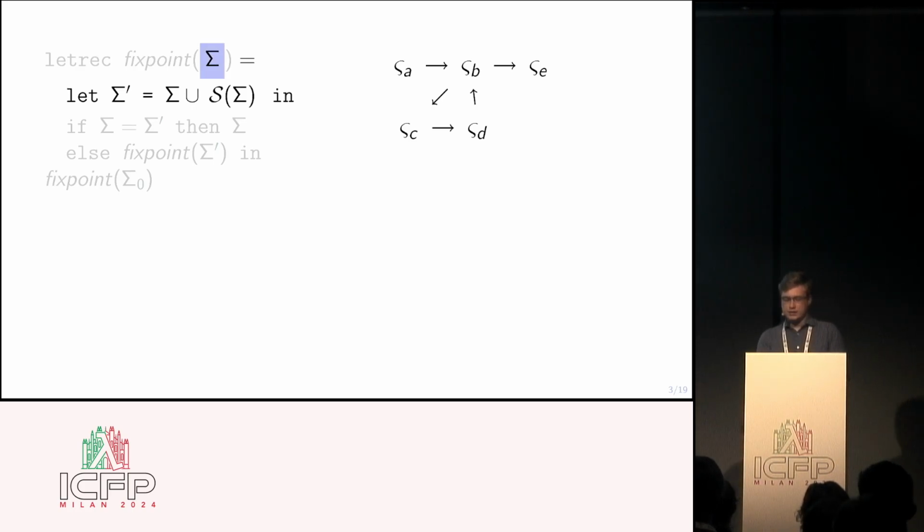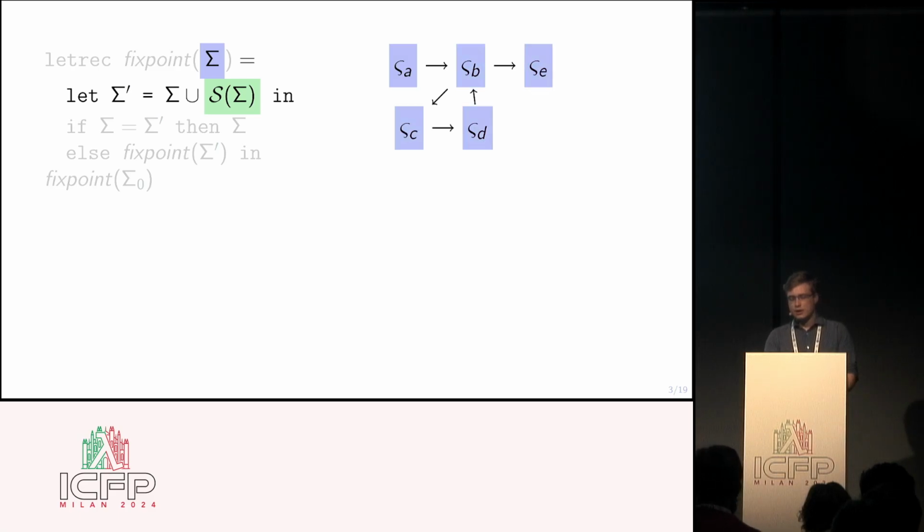So we have a set of seen states, sigma, and at each iteration, we're going to find the successors of all the states, and then we're going to add those back into the pile. So that looks like this. And the inefficiency of that is that you're taking the successors of these nodes over and over and over, and you're always computing the successors of the same nodes. So this isn't super efficient.